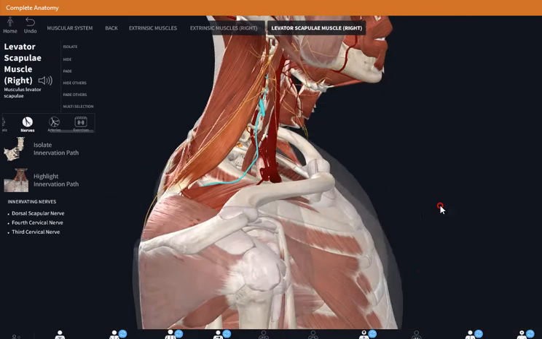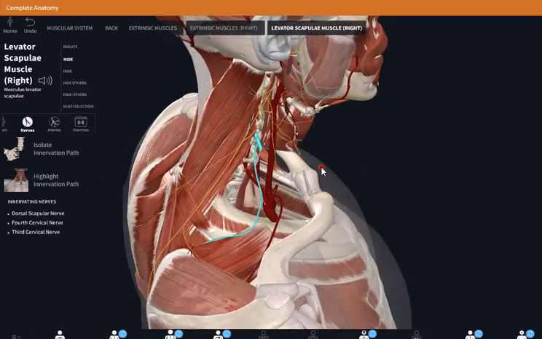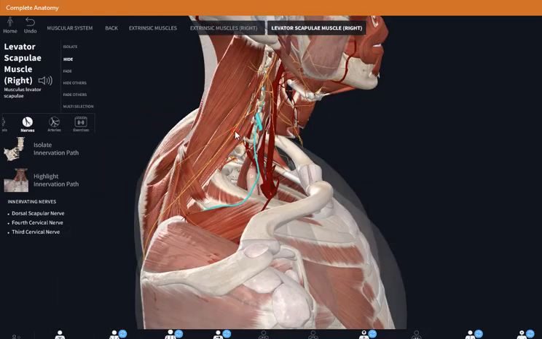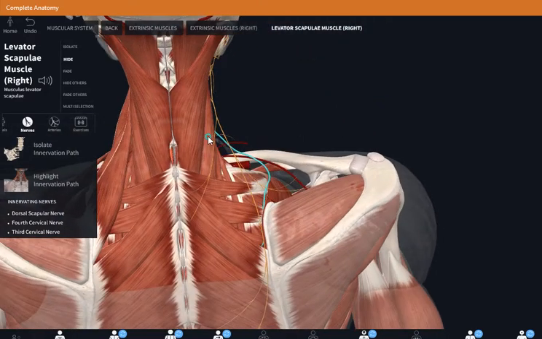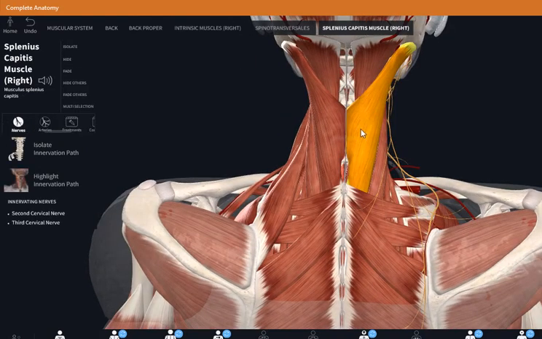So now we can already remove the levator scapulae, we can hide it. So we see that inside the neck we have another muscle here. As you can see posteriorly, this first muscle is going to be called the Splenius Capitis. The Splenius Capitis has its particular nervous and arterial supply.